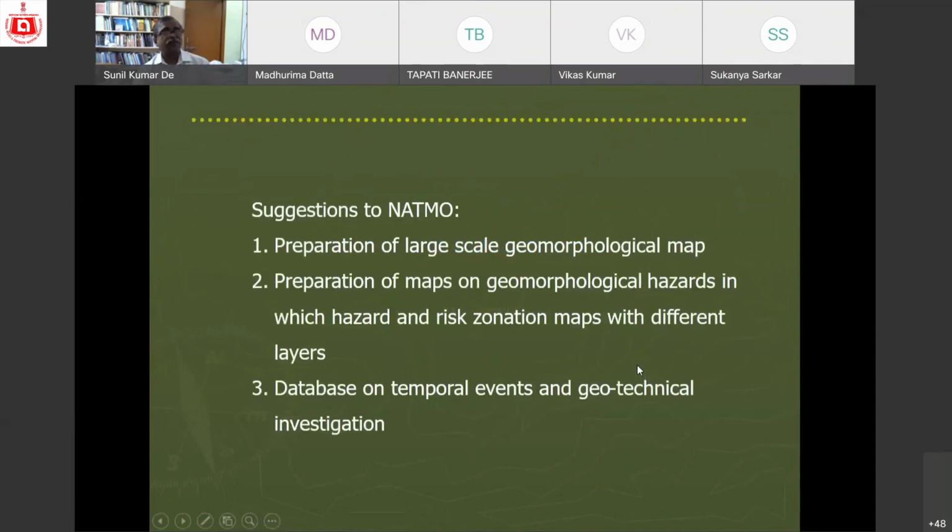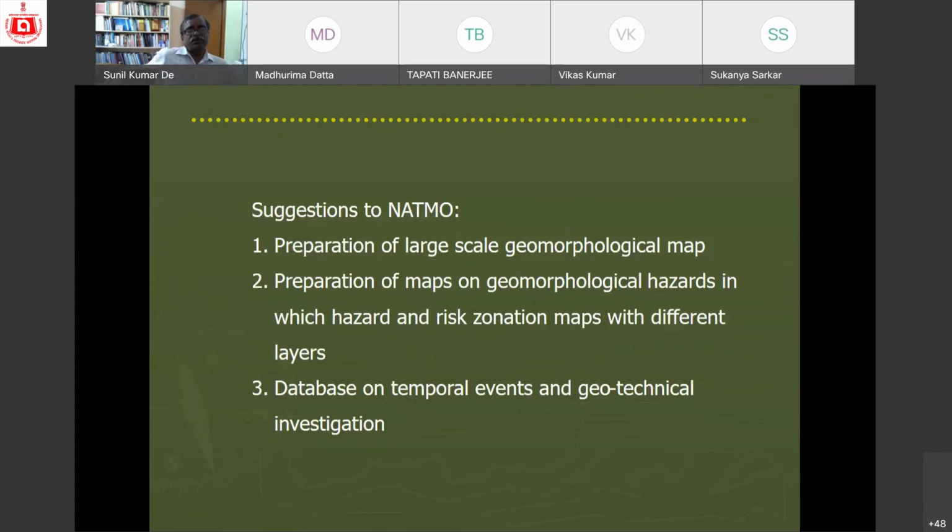Now on this issue, I have some suggestions to NATMO: you can prepare a large-scale geomorphological map. There is an international list of symbols. I took training in 2002 under a UNESCO fellowship, and I have that list. I can supply it to them, and on the basis of the existing topo sheet as well as your field verification, you can prepare a large-scale geomorphological map. Or even if it is not possible at large scale, at least topo sheet wise at 1:50,000 scale we can produce.